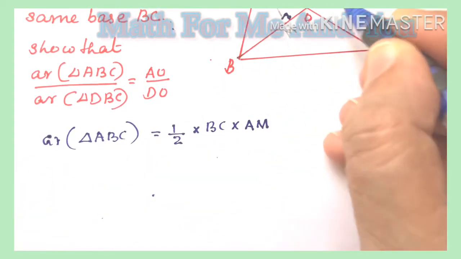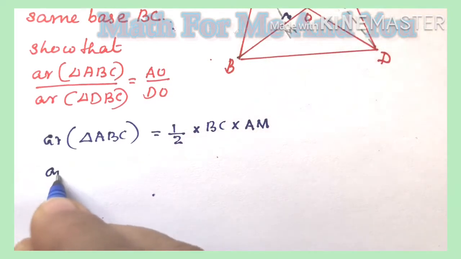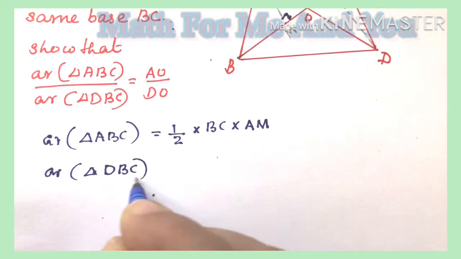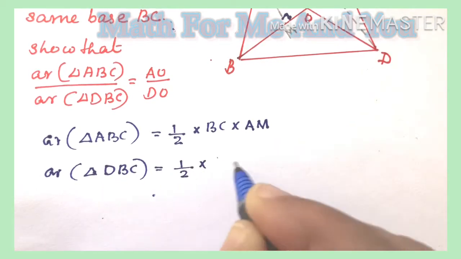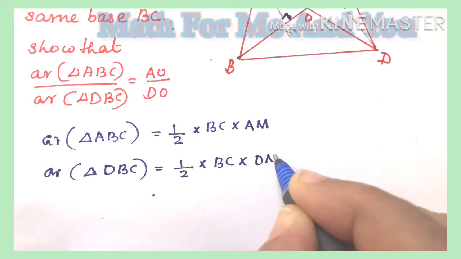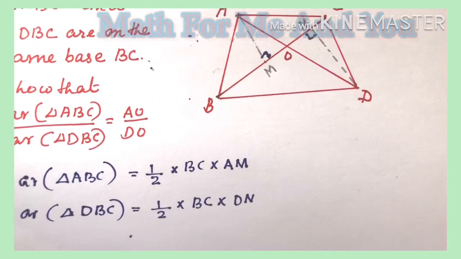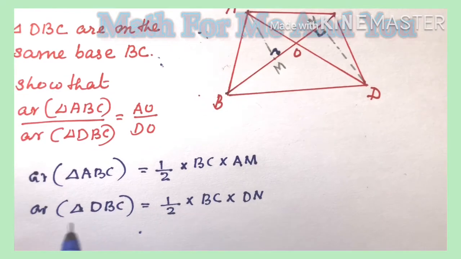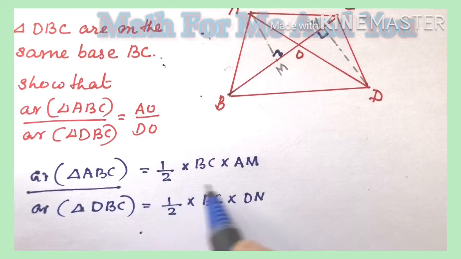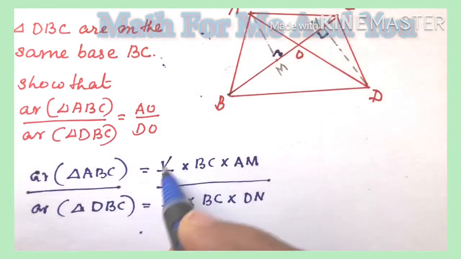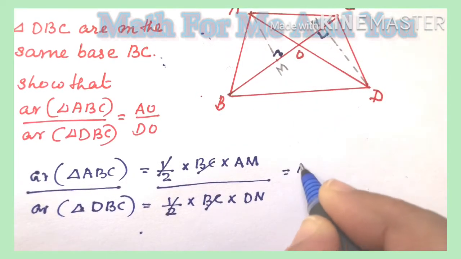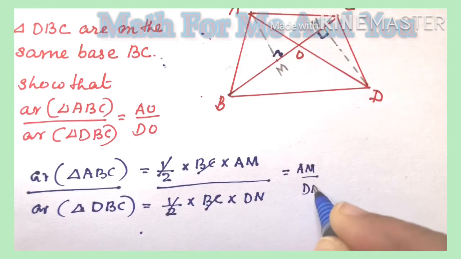The same way we can find the area of the lower triangle, that is DBC. Area of triangle DBC is equal to half into base, the same base, it's given in the question, so we write BC times DN. DN is the altitude. Now we can find the ratio. What to do? Divide. To get the ratio, divide both sides: area of triangle ABC by area of triangle DBC. Do the same for the right side. We get the ratio. On the right side, we can cancel the common factor from numerator and denominator. After cancelling, we get AM by DN.